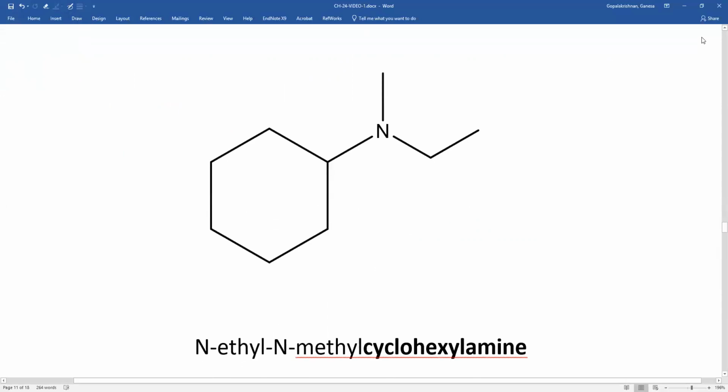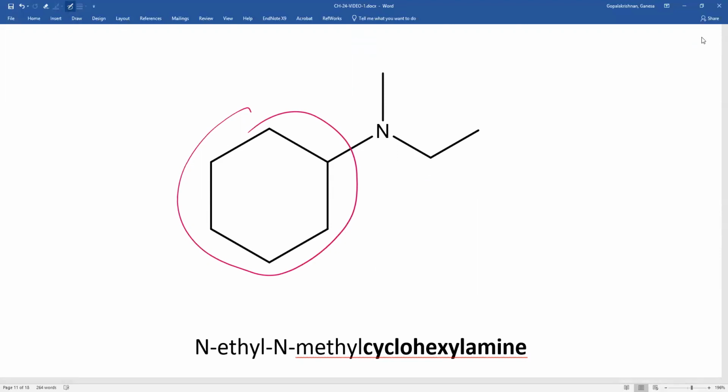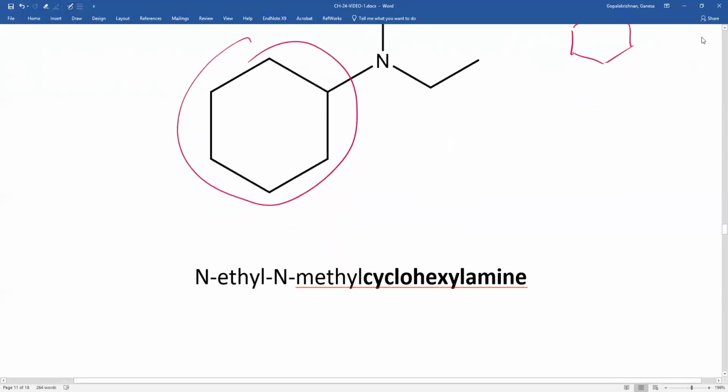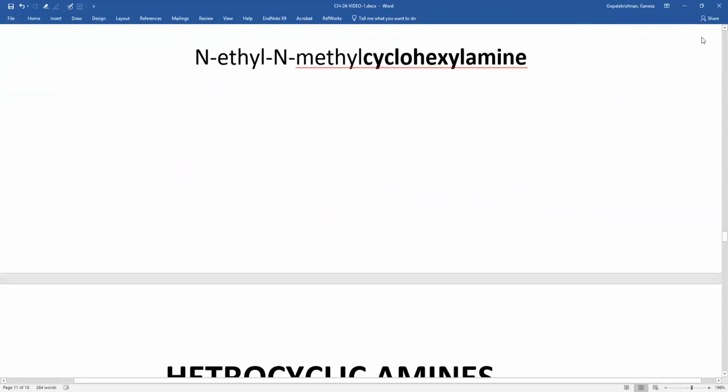In this case, the largest one is a cyclohexyl group, so add the word cyclohexylamine. But the cyclohexylamine must have NH2. But someone took the hydrogens off and put the ethyl and methyl groups. They are substituents on the nitrogen. So N-ethyl-N-methylcyclohexylamine.